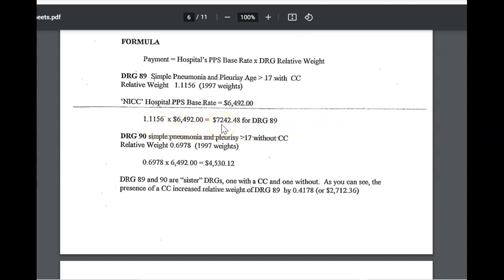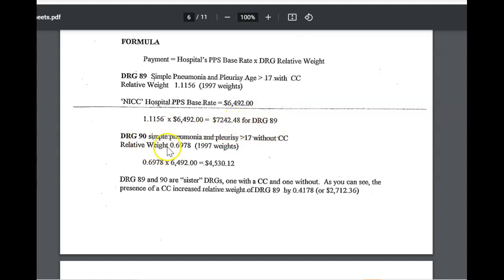It's going to be $7,242.48. And that is going to be the cost for anybody admitted for simple pneumonia, which is going to put you in the DRG category of 89. That's what their hospital stay is going to cost.